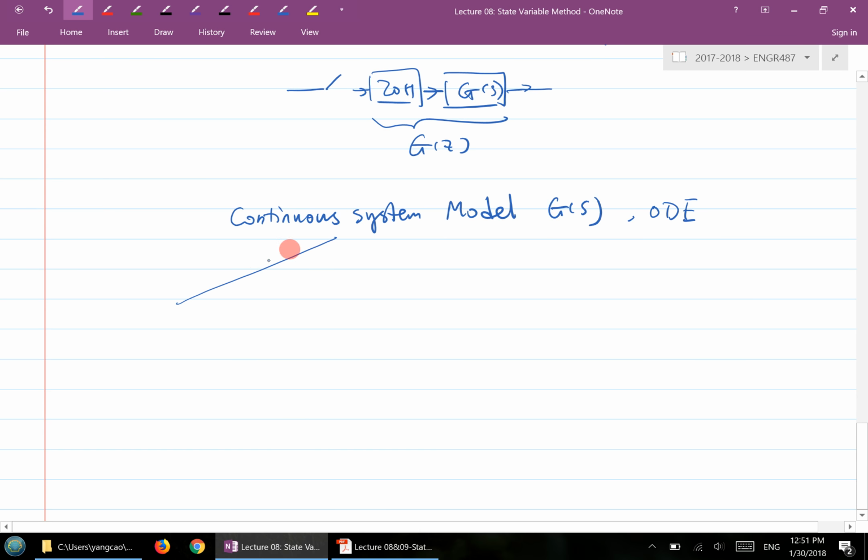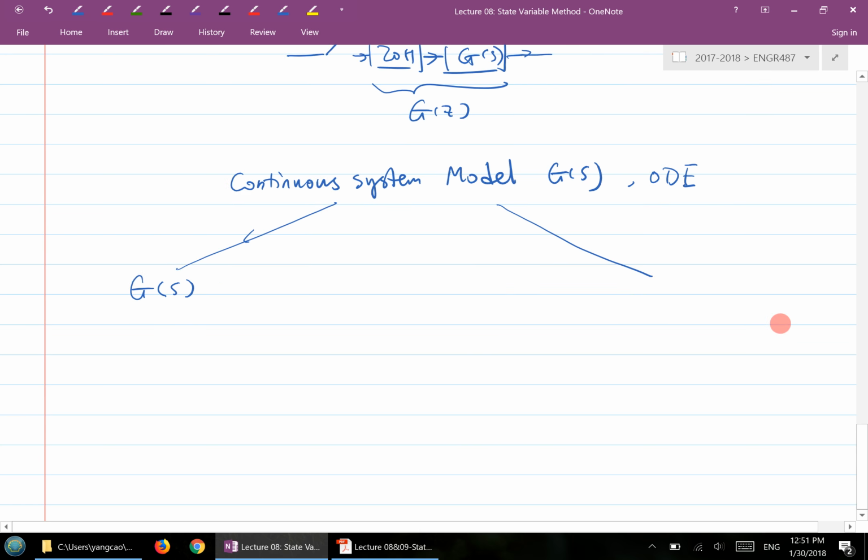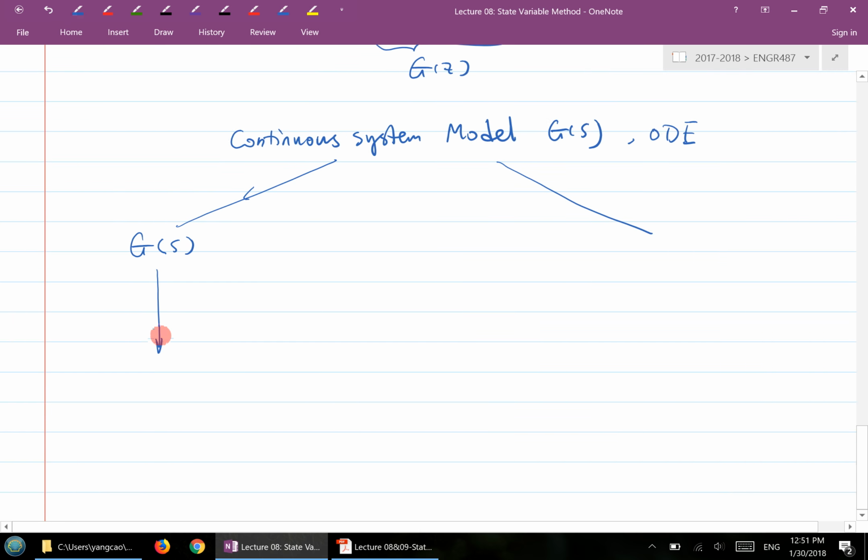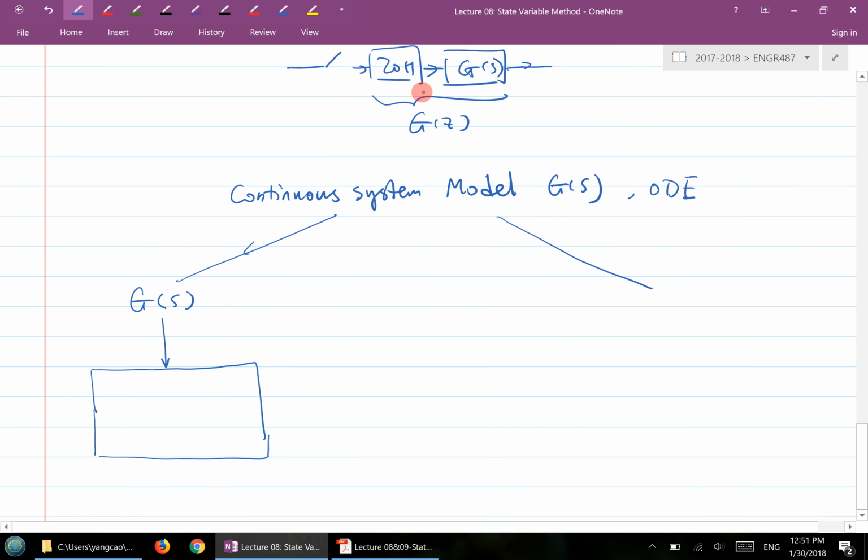There are two approaches you can take. The first approach is you start with this G of S here. So this is your continuous system, right? And from here, what you can do is make use of knowledge that we learned from the previous lecture. I will convert this G of S into G of Z by considering a zero order hold in front of it.